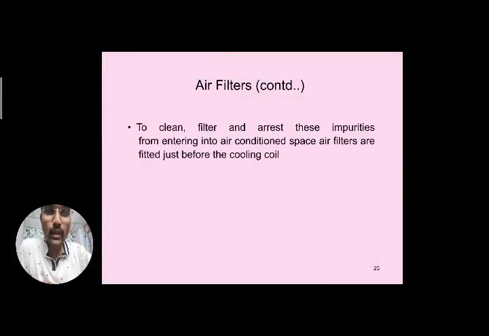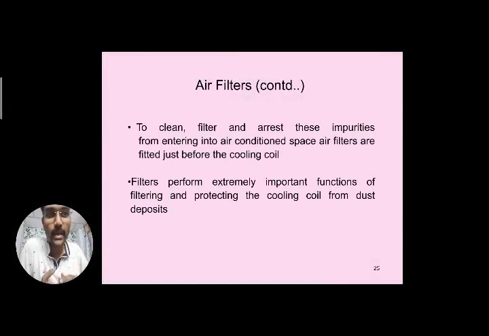Next, to clean, filter and arrest these impurities from entering the air conditioned space, air filters are fitted just before the cooling coil. What is the cooling coil? The evaporator coil. Just before the evaporator coil, or cooling coil, the filter you can see in air conditioners is just a mesh type of structure, which doesn't allow the dust particles of some size. Depending on that size, you have to take the filter into consideration.